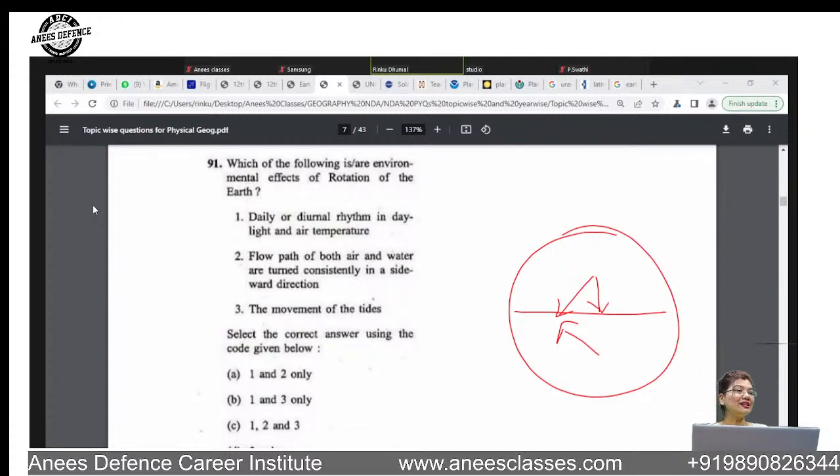So this is that technical definition of Coriolis force. Flow path of both air and water are turned consistently in a sideward direction. You know what Coriolis force is. You know that any kind of fluid, whether it is water or air, will be turned in a sideward direction. You just didn't know you could put it in such technical terms, right? Agreed? And last is movement of tides.